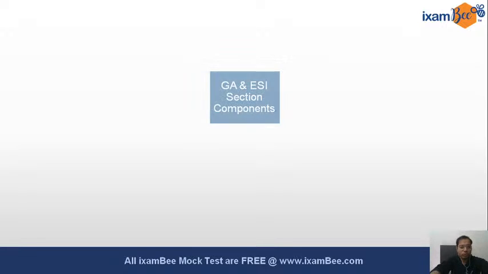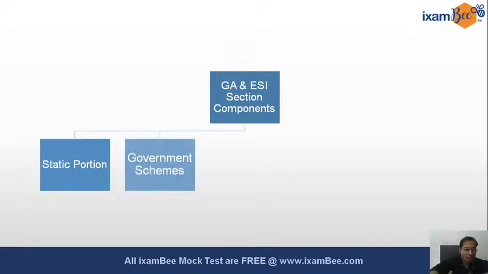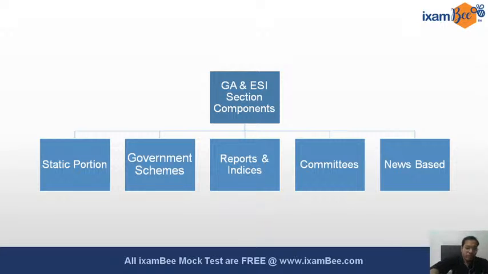So coming to the GA portion, GS and ESI, the static portion, and government schemes, reports, indices, committees, and news-based. It is difficult to define what is included in GA. However, the most definable thing is what I've included in the form of a flowchart. It comprises two parts: the static portion as well as the dynamic portion. The dynamic portion covers government schemes, reports and indices, committees, and the news-based.